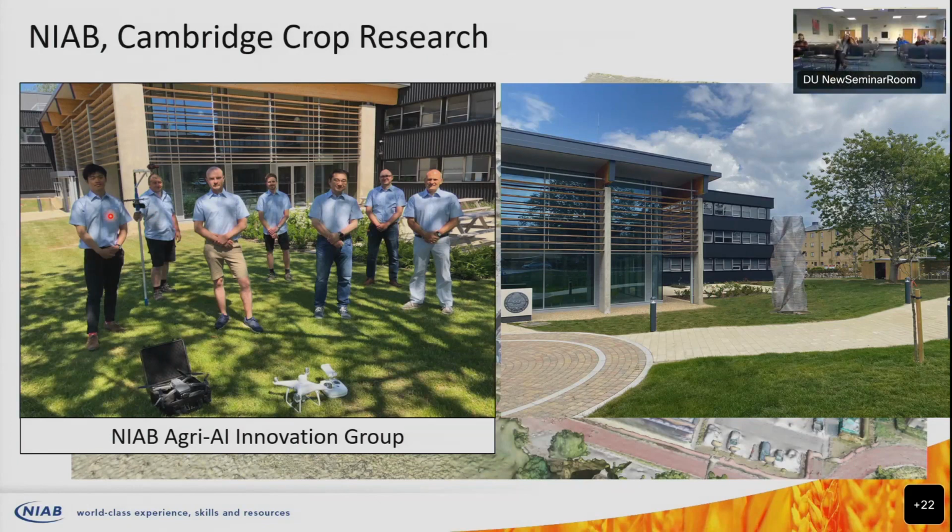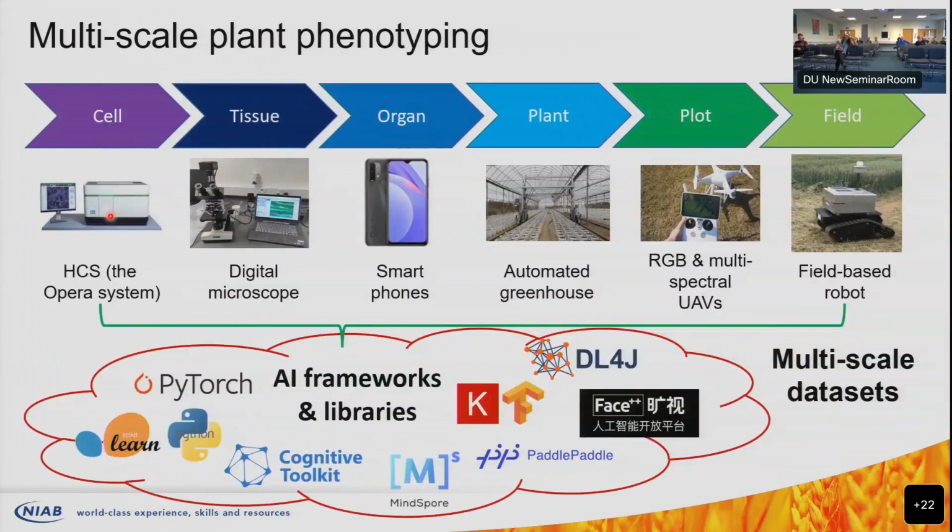So we have started to work a lot on trait analysis in the field and in the greenhouse. What do I mean by multi-scale plant phenotyping? As you can see from this slide, I mean from different levels, from the cellular level to the tissue level to the organ level, gradually going up to the macro level, like plot level and the field population level. And we have been developing a range of methods to capture data from these multi-scale levels.